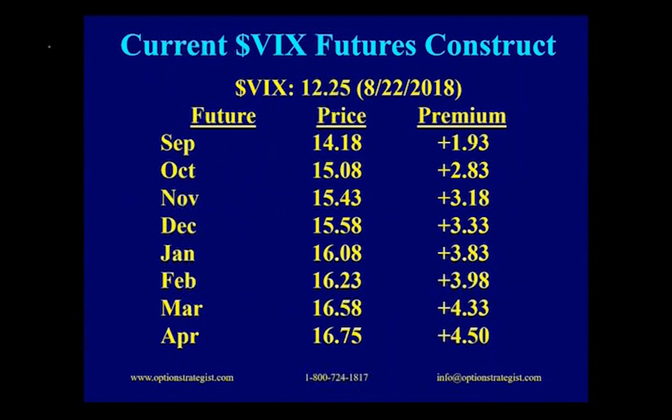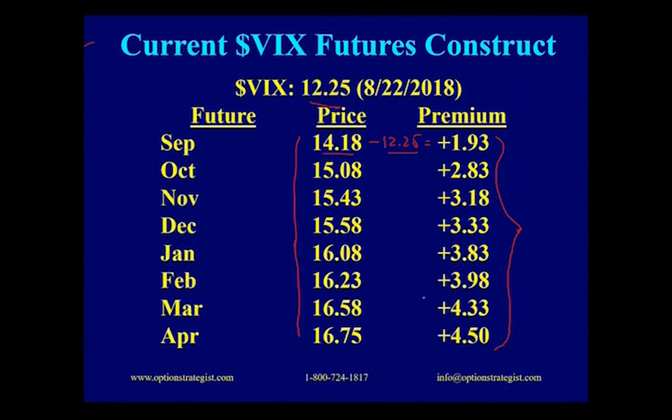Here's where things are as of last night. VIX was trading at 12.25, not as low as it was last year, but still pretty low. And you can see that the VIX futures here are all trading at a price higher than VIX. In fact, the premium on each future is shown here to the right. So if we take the price of the future here, 14.18, minus the price of VIX, we get $1.93.